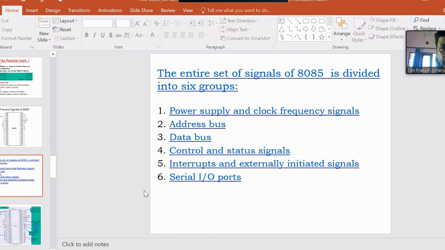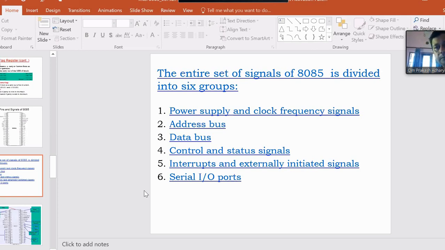First, power supply and clock frequency, because to operate that microprocessor you have to provide VCC, that means 5 volt, and a ground must be there. Clock frequency must be there for operating. What is the clock frequency required for 8085? 3 megahertz. But it is divided by 2. You have to provide 6 megahertz, and it will be divided by 2 internally, giving us the required 3 megahertz frequency for the operation.